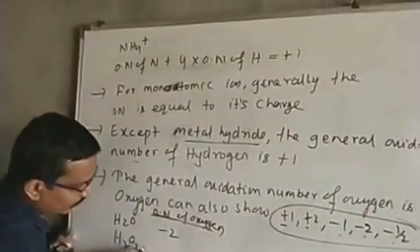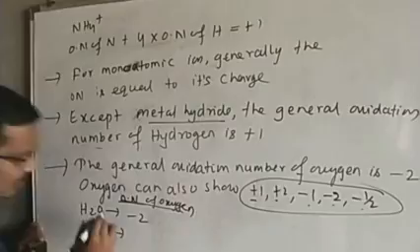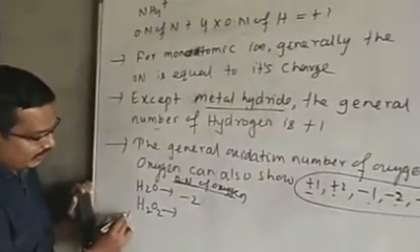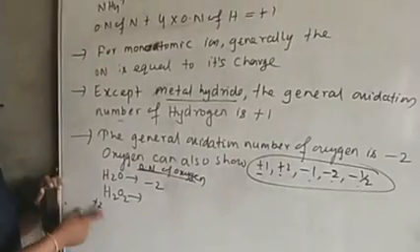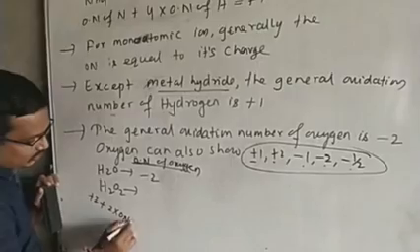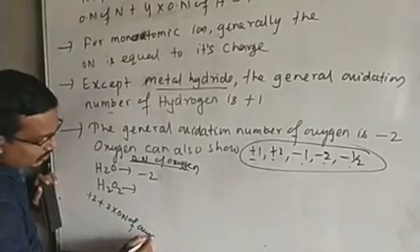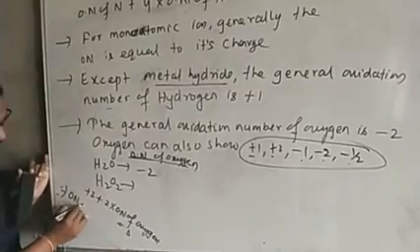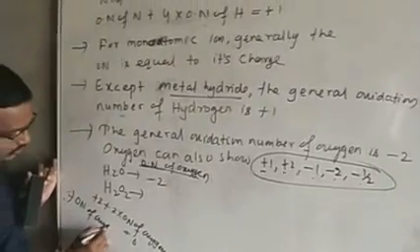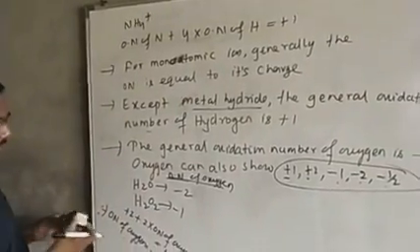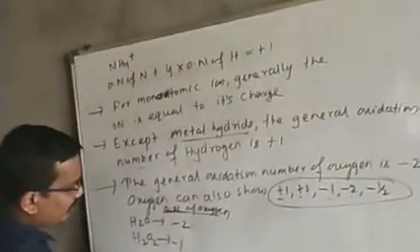In H2O2, what is the oxidation number of oxygen? Two hydrogens are present, so we can write +2. That means 2 times +1 is +2. +2 plus 2 times the oxidation number of oxygen is equal to 0. Finally, we find the oxidation number of oxygen is -1. So we can write the oxidation number is -1.